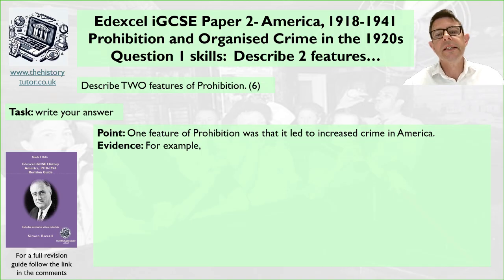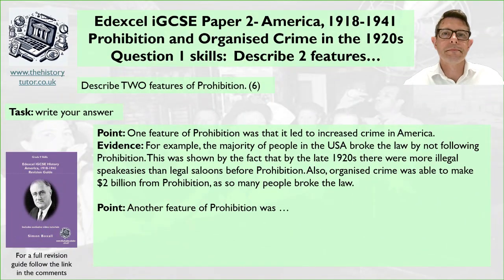Nice and simple, yeah? So for example, what we're going to do to back that up is give some evidence. We want at least two sentences, maybe a little bit more, to set out this idea of lots of people involved in crime. Pause me now and away you go. Okay, so I said that, for example, the majority of people in the USA broke the law by not following prohibition. This was shown by the fact that by the late 1920s, there were more illegal speakeasies than there were legal saloon bars before prohibition. Also, organised crime was able to make $2 billion from prohibition, as so many people broke the law.